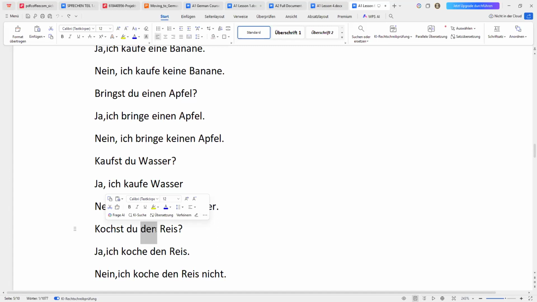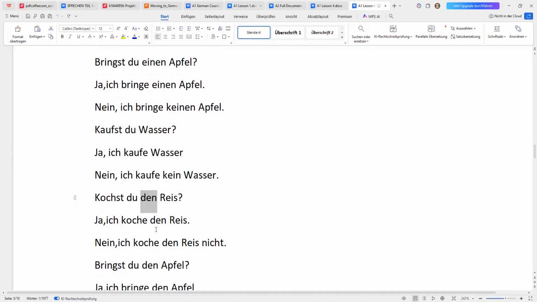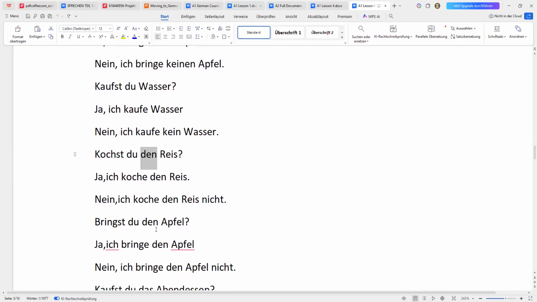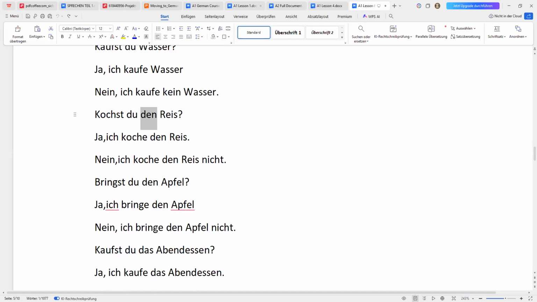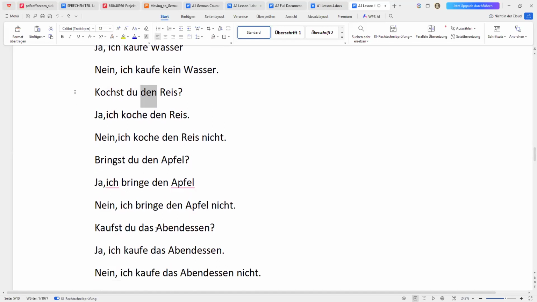You are only allowed to use nicht when negating a verb, and when negating a verb with an object that has a definite article, the der, die, das. And in this case, the nicht goes to the end. Bringst du den Apfel? Ja, ich bringe den Apfel. Nein, ich bringe den Apfel nicht. Kaufst du das Abendessen? Ja, ich kaufe das Abendessen. Nein, ich kaufe das Abendessen nicht.